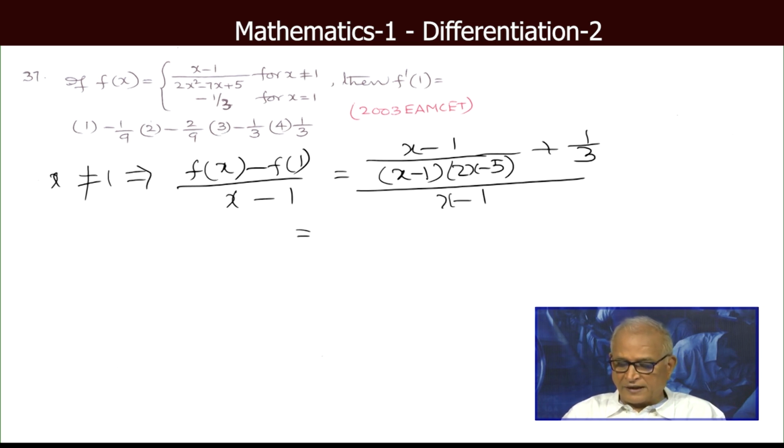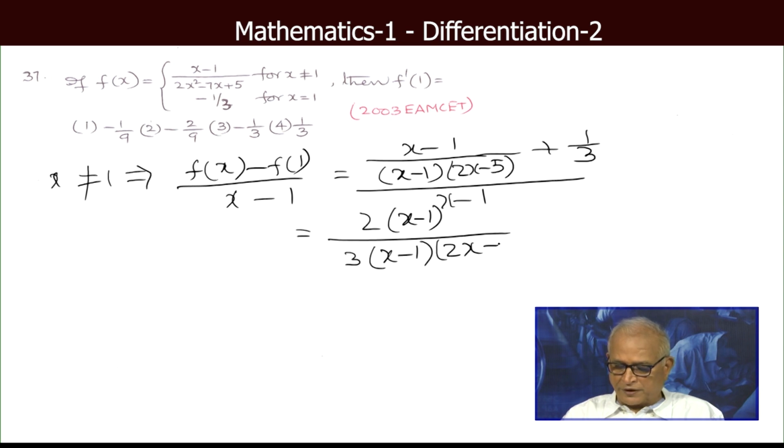Well, you can cancel x minus 1. So, 2x minus 5 plus 3, 2x minus 2, 2 into x minus 1 by 3 times x minus 1 into 2x minus 5. Simplification, no calculus here. X minus 1 cancelled, here there is 1, I have taken the LCM here.